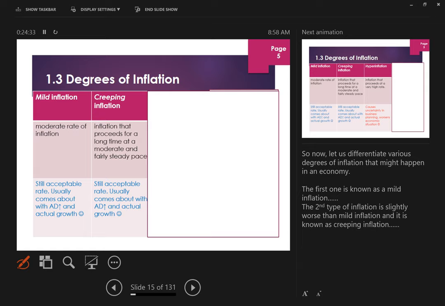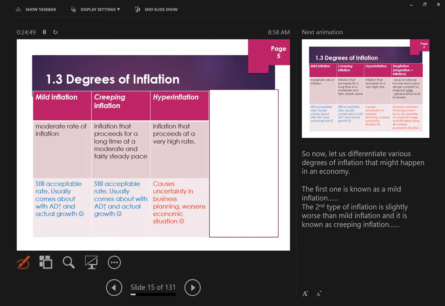What we don't want to see is of course the extreme end, and this is what we term hyperinflation. For history students, you have probably seen this term before, because this usually happens during wartime, where your government prints lots and lots of money. So it is inflation that proceeds at a very high rate.